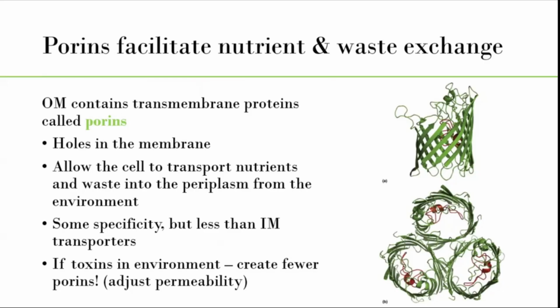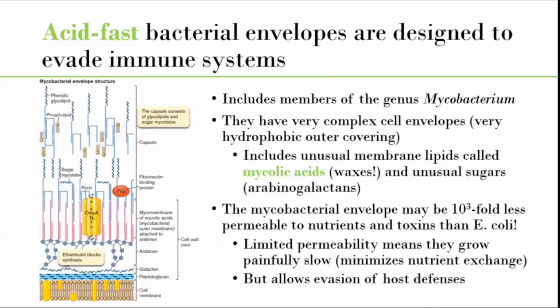Now, you might say, well, that's kind of dangerous. You just have these holes that let anything through whenever they want. Well, let's say your environment gets super toxic. We just stop producing these. The bacteria will say, okay, we're going to take them out of the membrane, and we're not going to make as many for a while. Then when it gets safe again, they'll start putting more back in. Bacteria are constantly making adjustments based on what's happening in their environment. They can respond nearly immediately to things, and we'll talk about that more later.